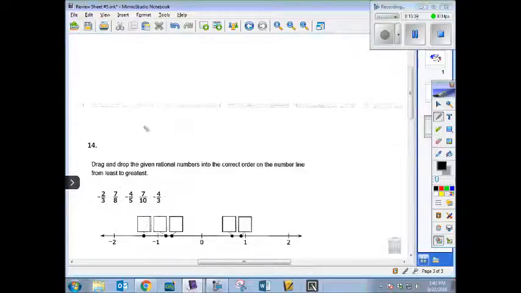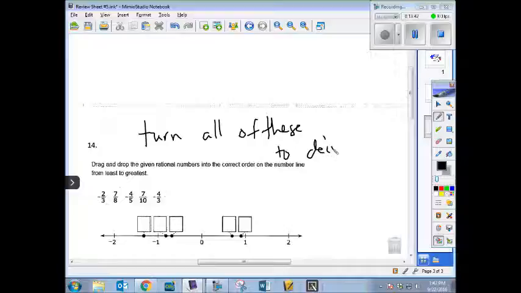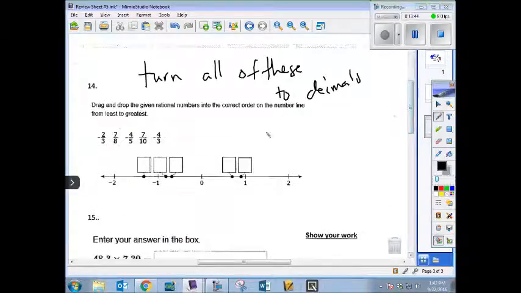Here's what you're going to do. You're going to turn all of these to decimals. I'm going to do this one right here for you. By the way, it might help if you label these as A, B, C, D, and E. Now for E right here, I'm going to do 4 divided by 3 to figure out what that equals. Remember, all fractions are division problems. So when I do 4 divided by 3, I'm going to bring letter E over here.